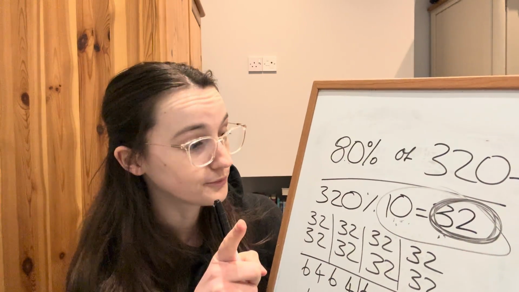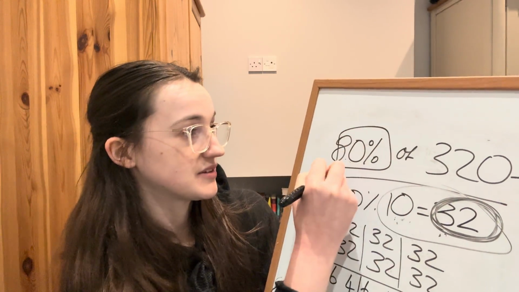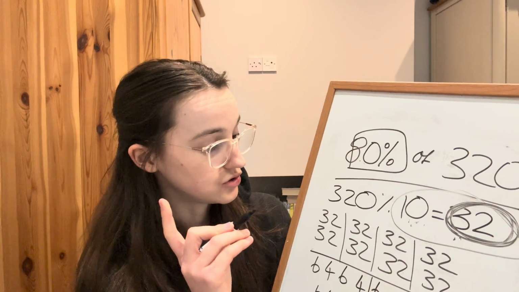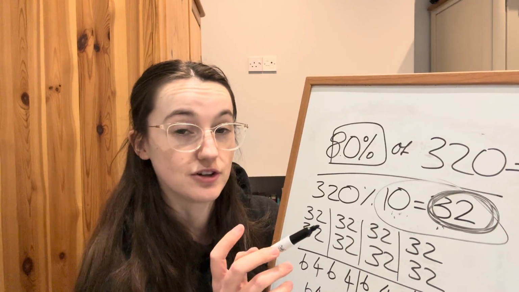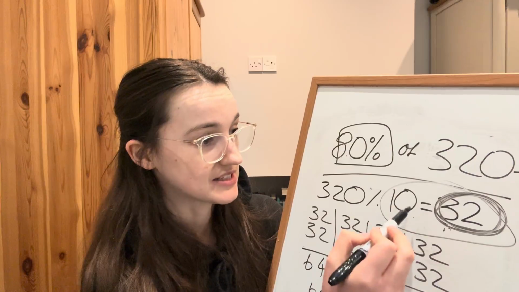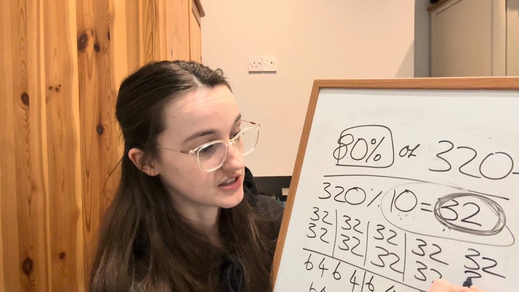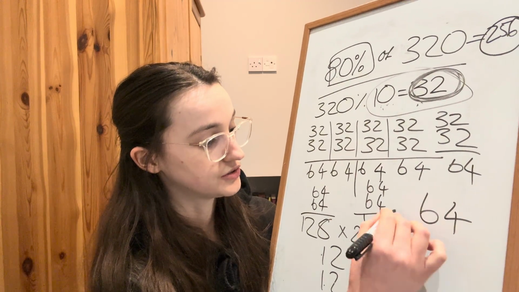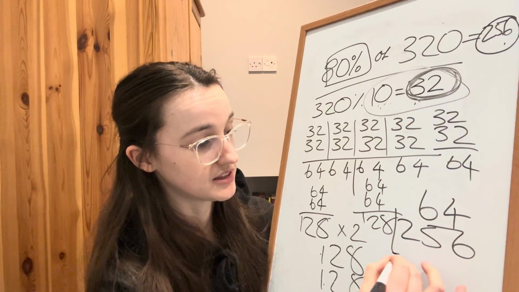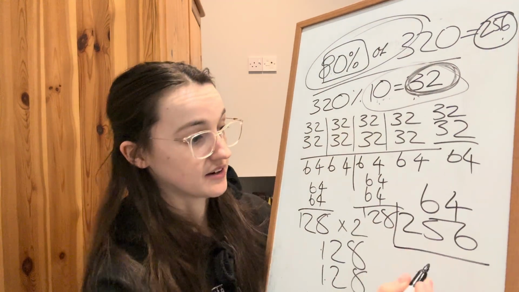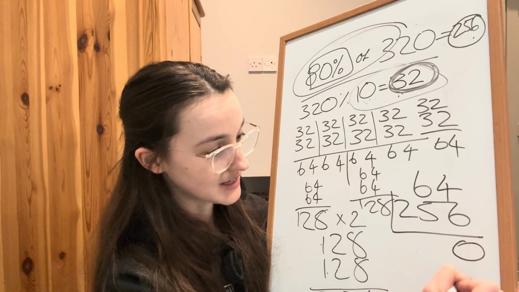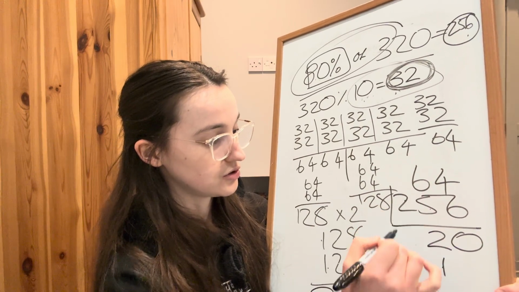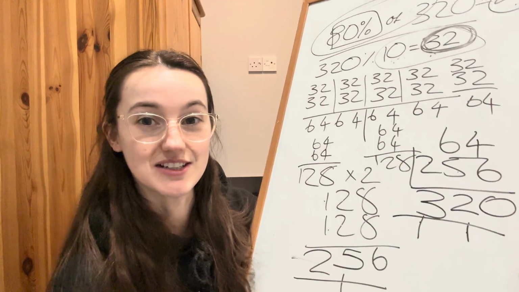Now you can work that out because you know if 80% is this, you should have two 10% left over, which is 20%. So 20% would be 32 plus 32, which is 64. So if you did 64 plus 256, which is your answer here, this should give you the full 100%. So 6 plus 4 is 10. 6 plus 5 is 11, plus the 1 is 12. 2 plus 1 is 3. And your answer is 320. Okay?